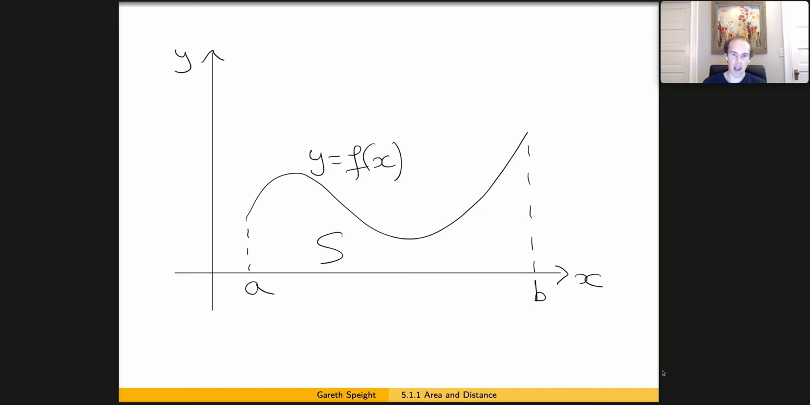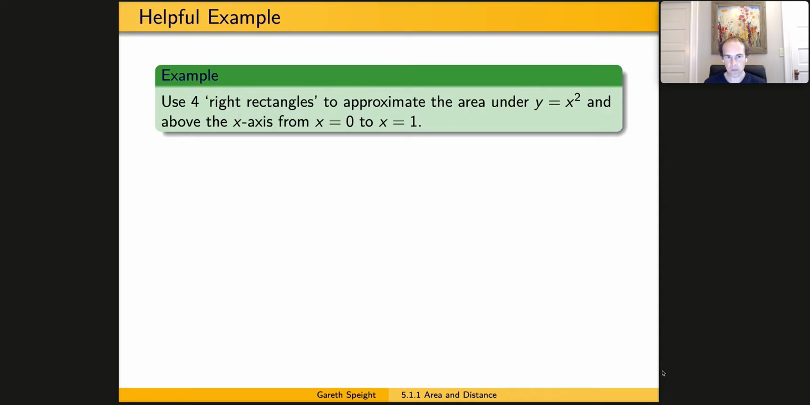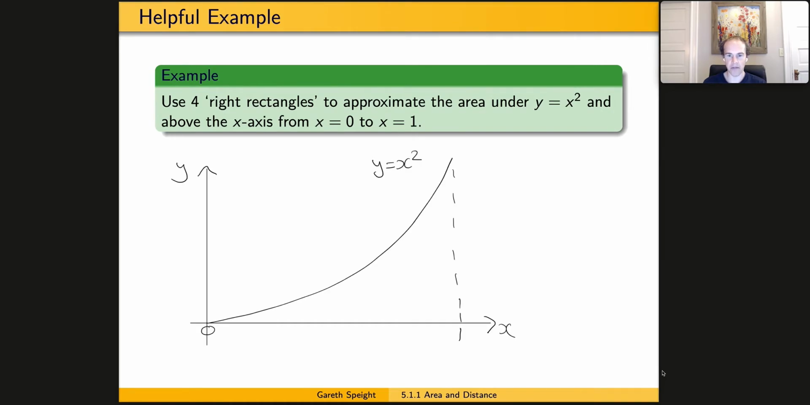And if we had y equals x, it would just be a triangle or a rhomboid or something like that. It would be some kind of known shape. So the easiest one that we don't have a known formula for is going to be y equals x squared. So let's use 4 right rectangles to approximate the area under the graph. It's going to be clear what I mean in a second by right rectangles.